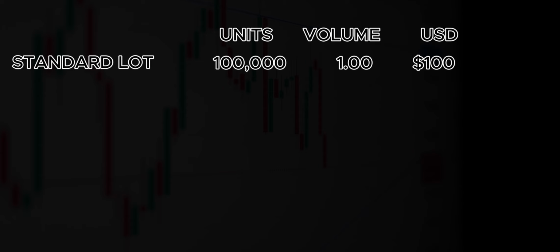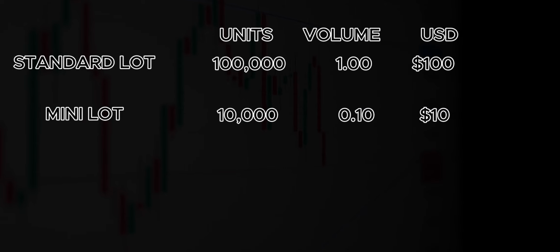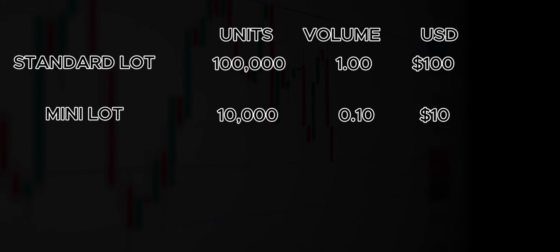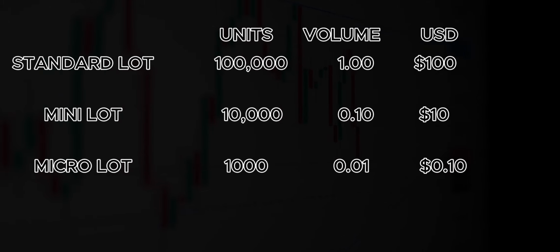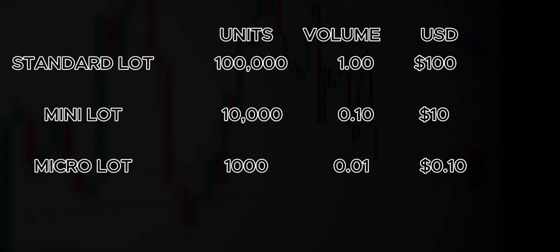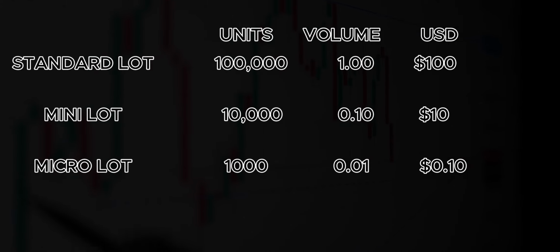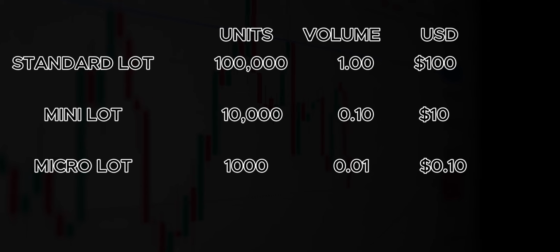Please don't get confused. There's nothing confusing about this information. A mini lot is 10,000 units, volume of 0.10 lot. This equals 10 USD per pip. A micro lot is 1,000 units with a volume of 0.01 lot. This is equal to 10 cents per pip.